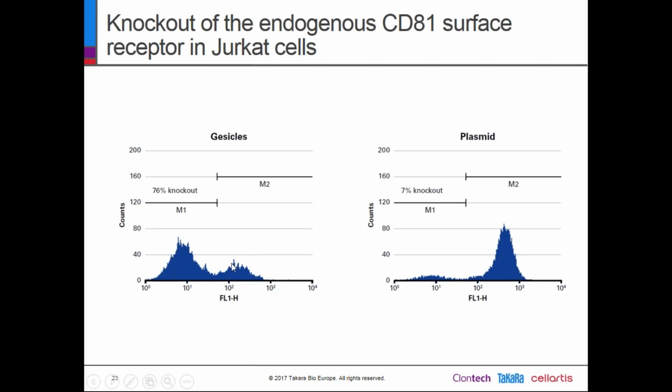In case of a leftwards shift of the peak, this indicates a functional knockout of the protein. You can see here on the left that with vesicles we could achieve high knockout in Jurkat cells, whereas plasmid delivery was very inefficient for the knockout. This is partly also due to the fact that Jurkat cells are difficult to transfect.